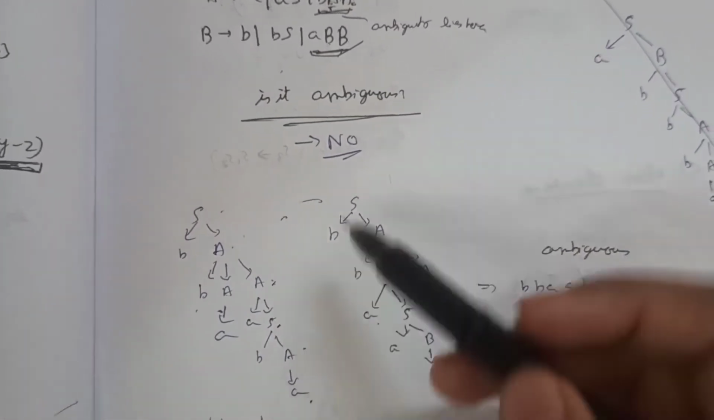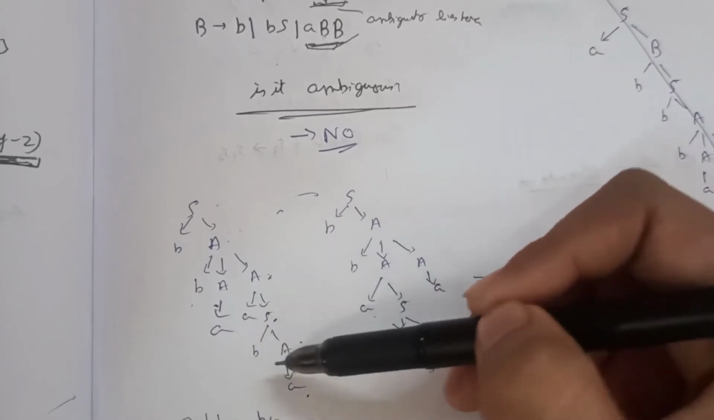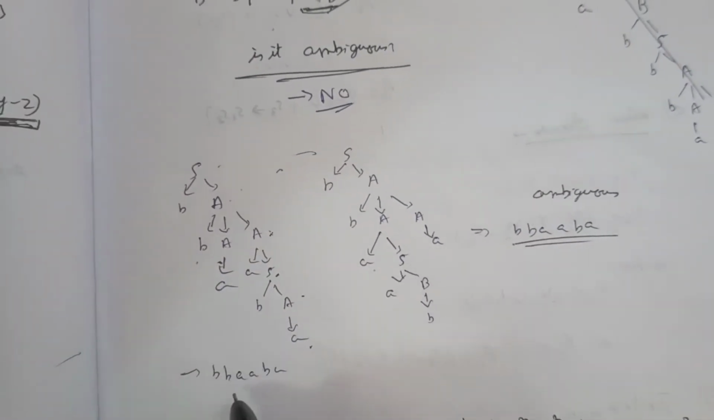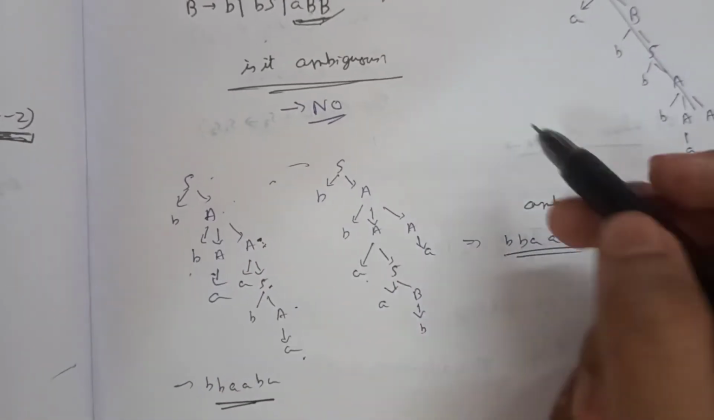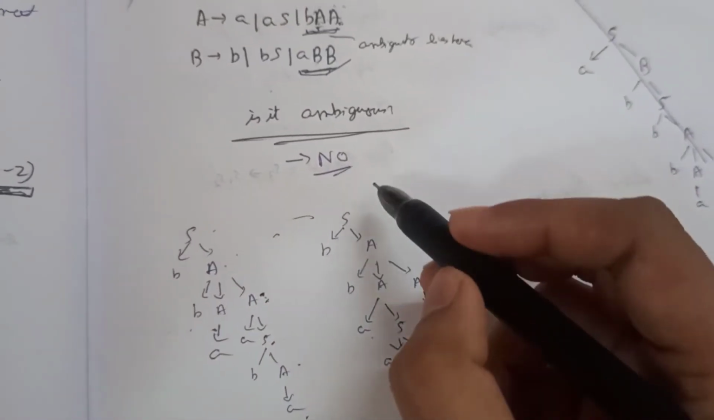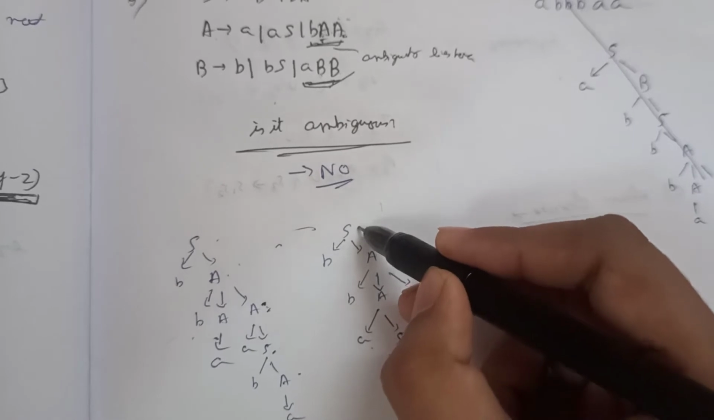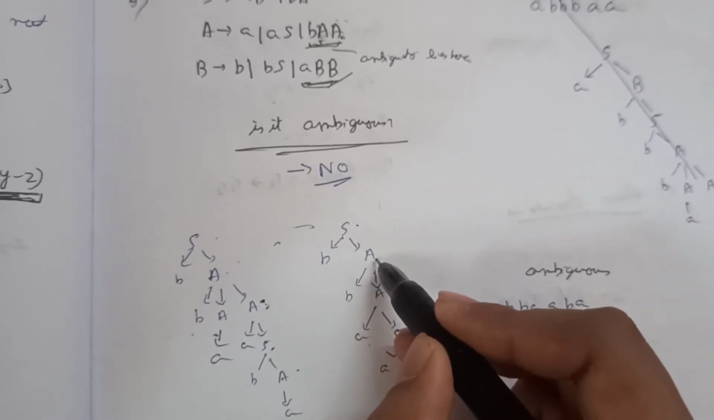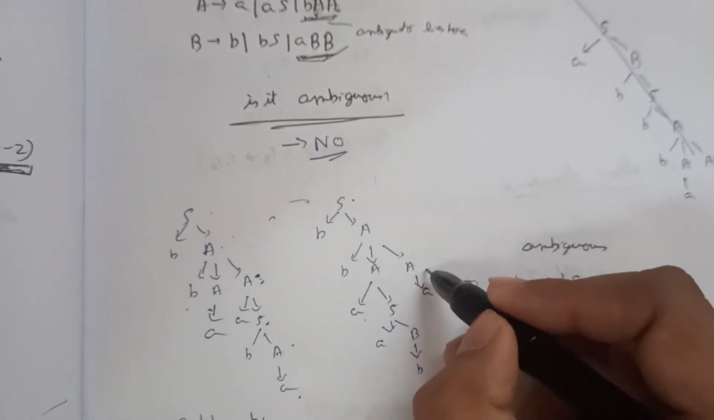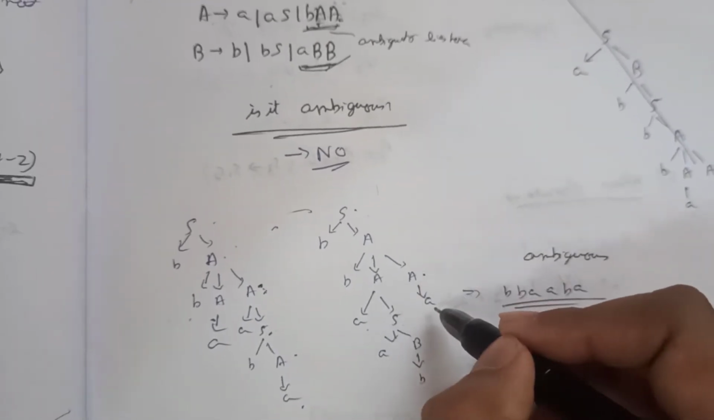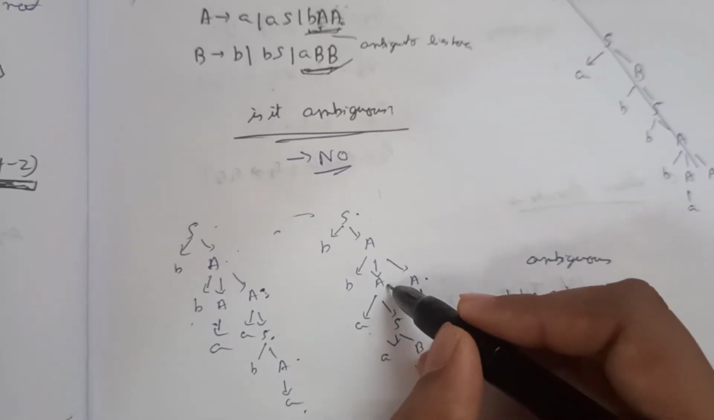So what is the language here? BBAABA, BBAABA. This is the language here, and I am expanding the second A here. Okay, and now let's expand the middle A. So again from S it becomes BA, and from this capital A it becomes BAA. So I have just ended this last A with a single a, and I am expanding the middle A now.